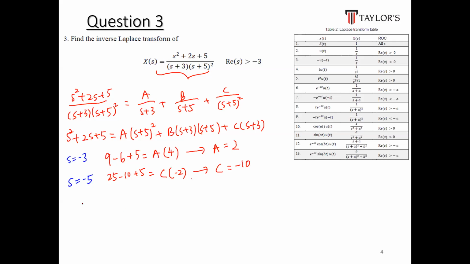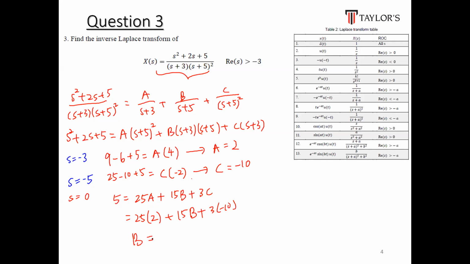Now we don't have any other s value that can eliminate either of them, so we just randomly put an s value. So I just put s equals 0. So in this case, when s equals 0, we have 5 equals 25A plus 15B plus 3C. All right, correct? But now we know what A and C are already. So we substitute it in: 25 times 2 plus B, which we don't know, plus 3 of negative 10.